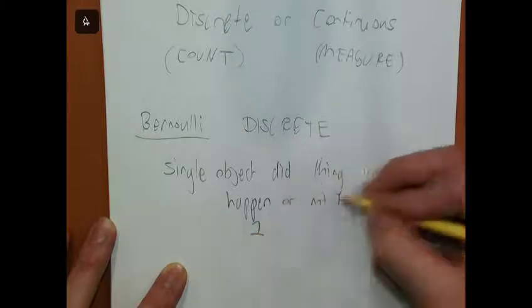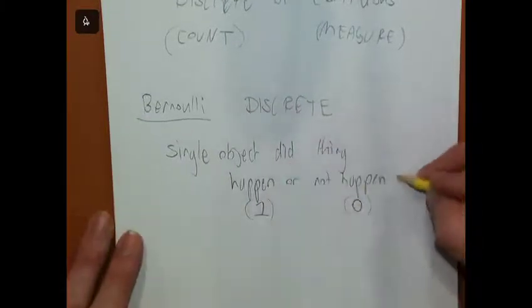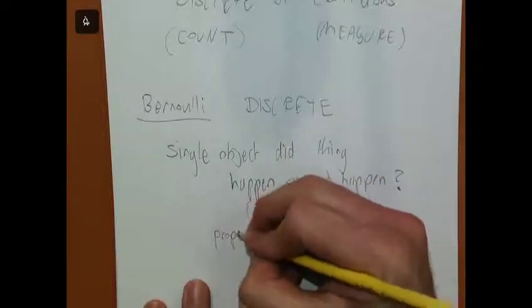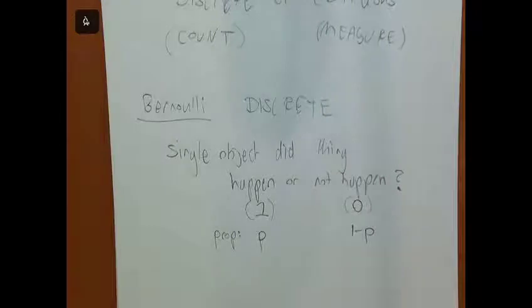And happen is 1 and not happen is 0, basically. That's what the Bernoulli distribution is about. And basically there is a probability of it happening and a probability of it not happening. The probability of it happening is p, and the probability of it not happening is 1 minus p. That's a Bernoulli distribution. It's not particularly exciting.